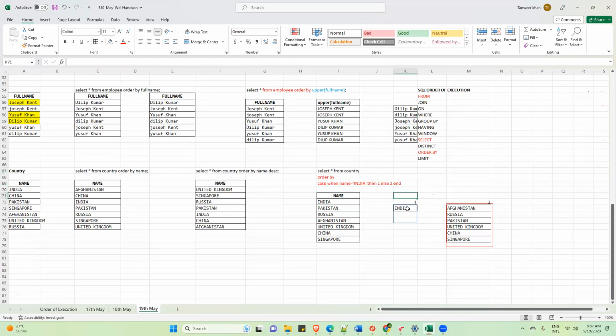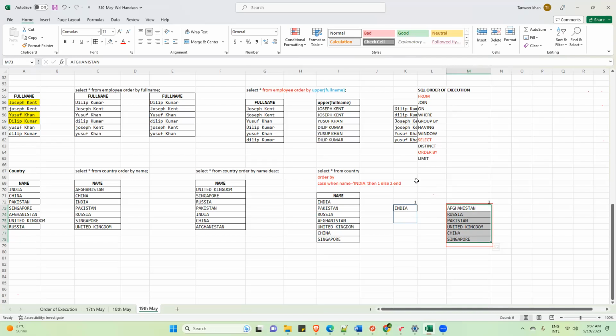Now, here you have 2 buckets. Bucket number 1, in that you have India. Bucket number 2, you have all the remaining countries in any order. Now here, the engine will not sort the data. Here your engine will sort the bucket. This is a very important concept. The engine will not sort the data. It will sort the bucket in ascending order.